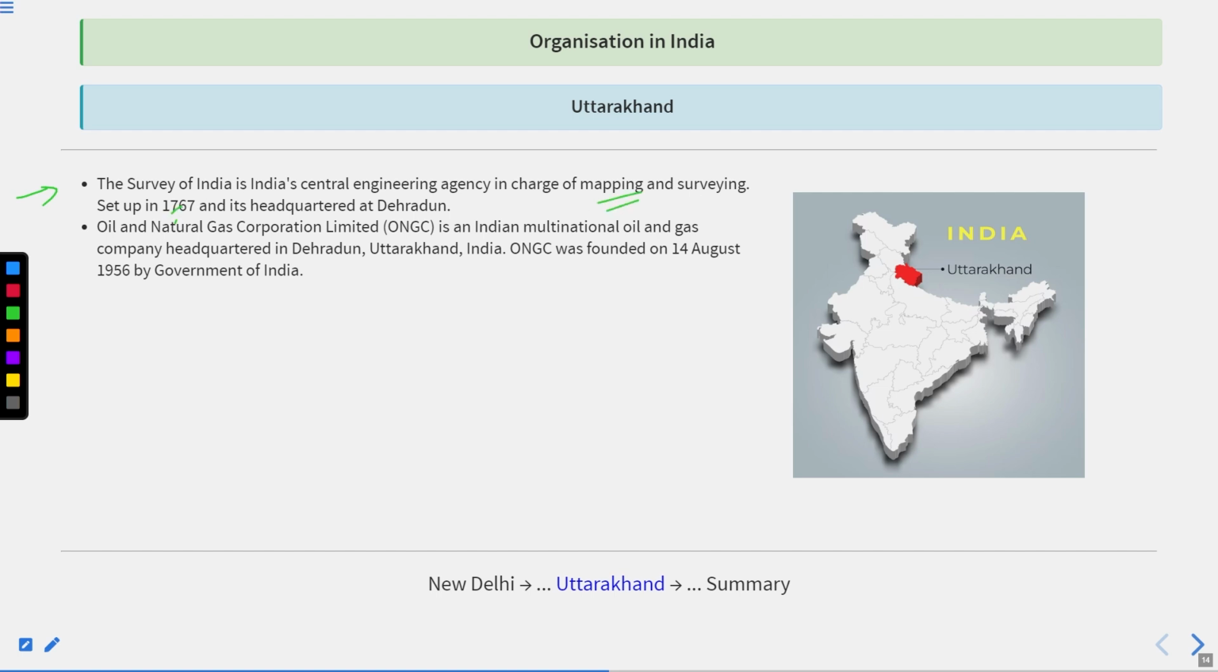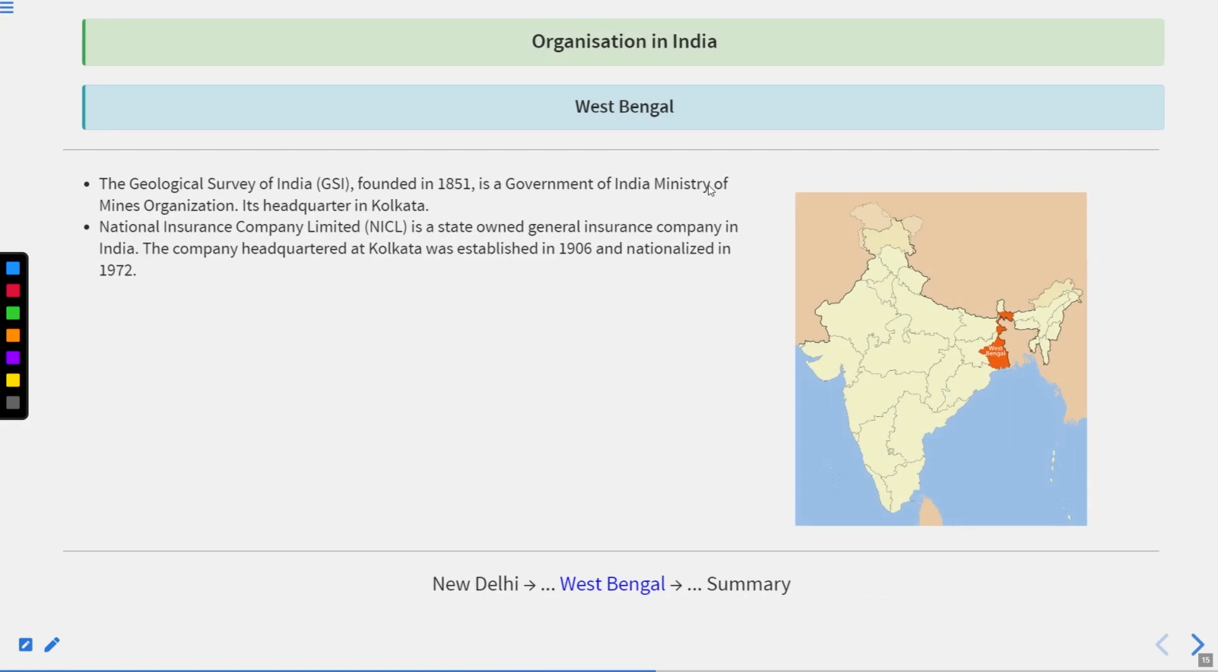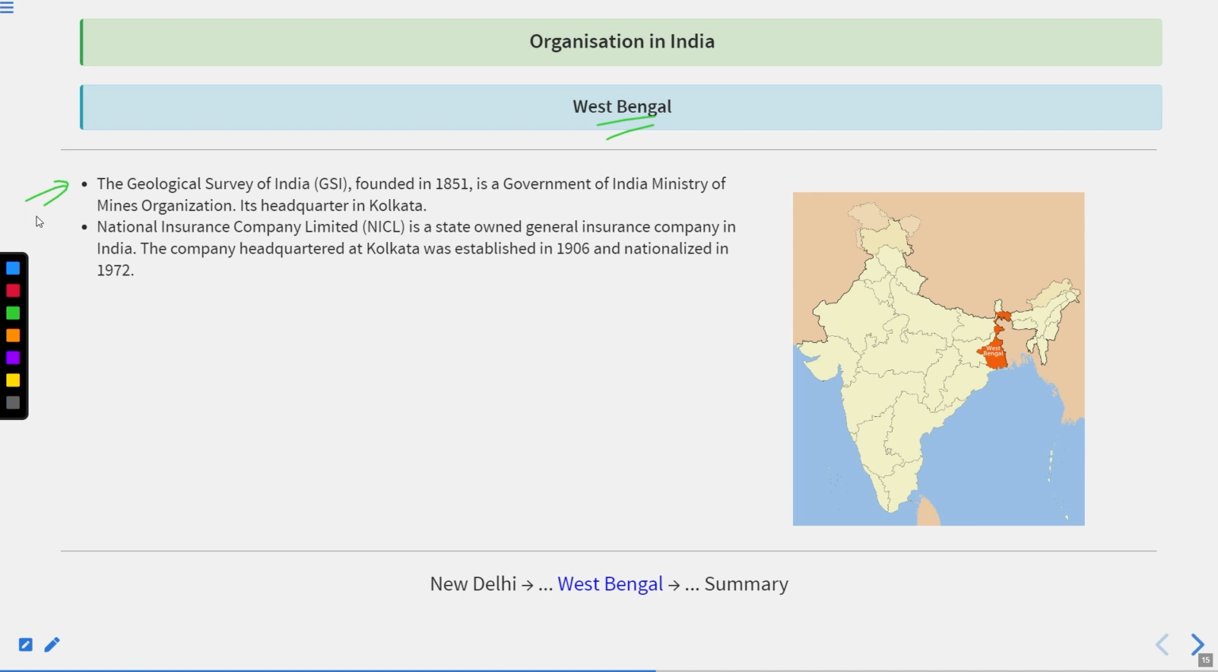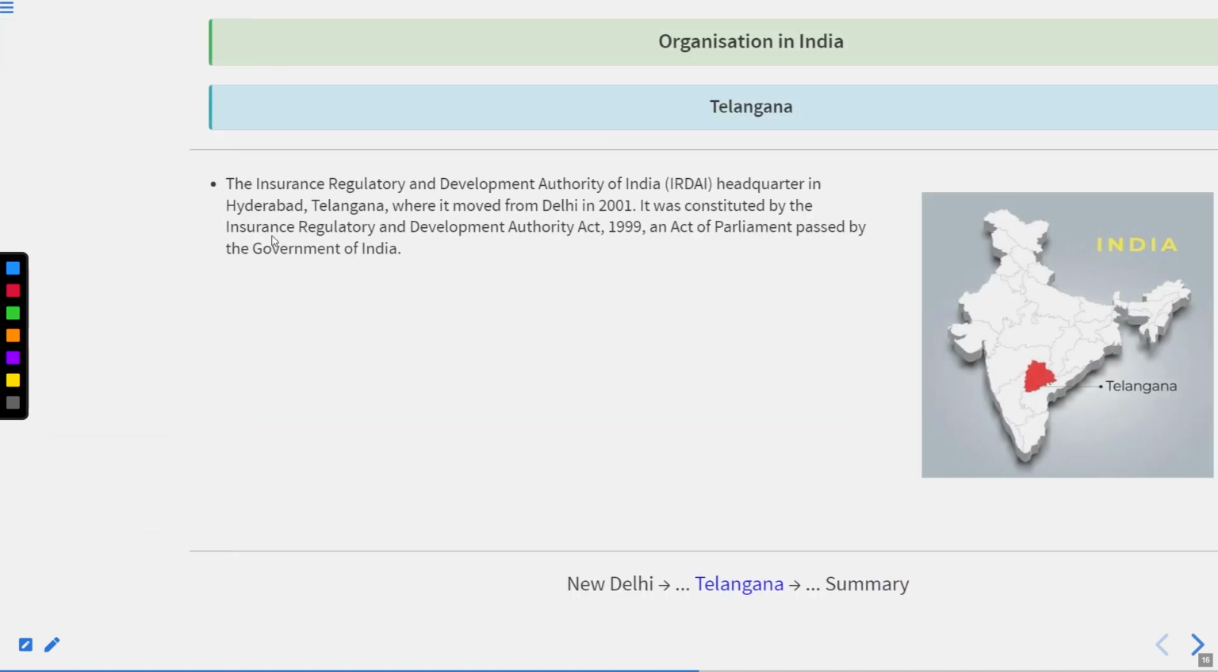Then we have Uttarakhand. The Survey of India, India's central engineering agency in charge of mapping and surveying, was set up in 1767 and is headquartered at Dehradun. Oil and Natural Gas Corporation Limited, ONGC, an Indian multinational oil and gas company, is headquartered in Dehradun, Uttarakhand, and was founded in 1956 by the Government of India. West Bengal: the Geological Survey of India, 1851, a Government of India Ministry of Mines organization, is headquartered in Kolkata. National Insurance Company Limited, a state-owned general insurance company in India, was headquartered at Kolkata, established in 1906 and nationalized in 1972.